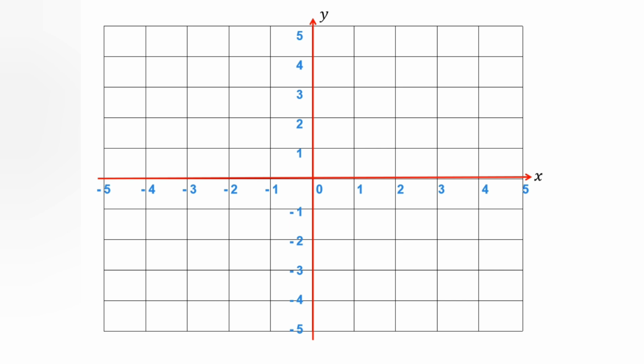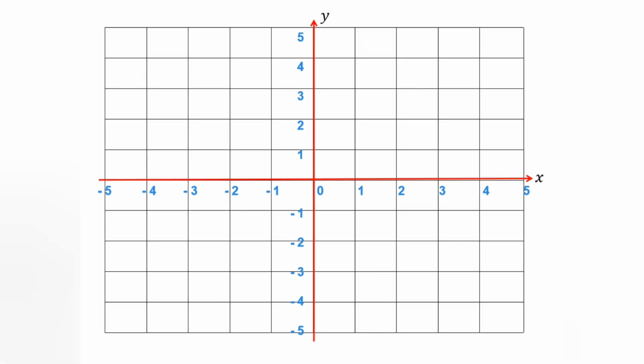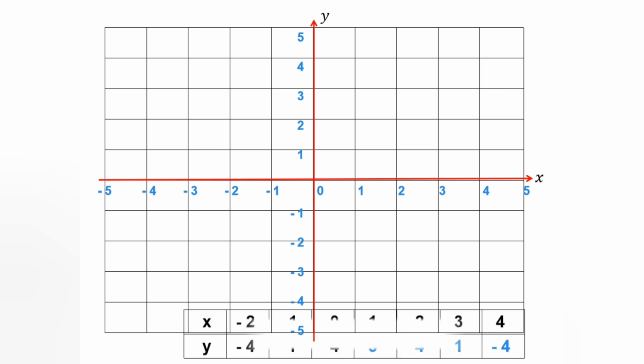Once you have this, then the rest becomes easy for you. Once we have this, then we can just plot the points. Let's bring our table once again. We are going to take the first one, which is -2 and -4.